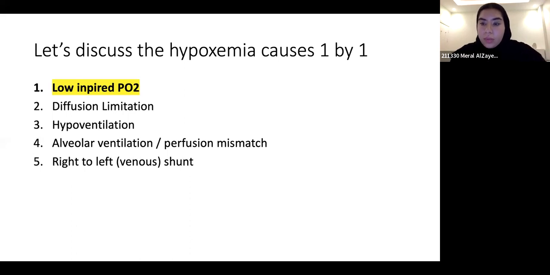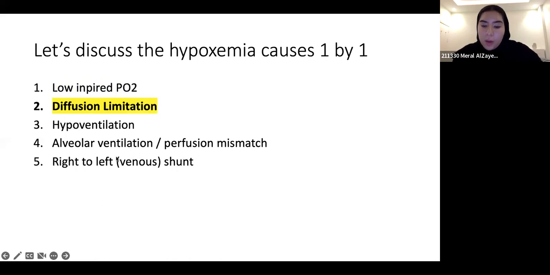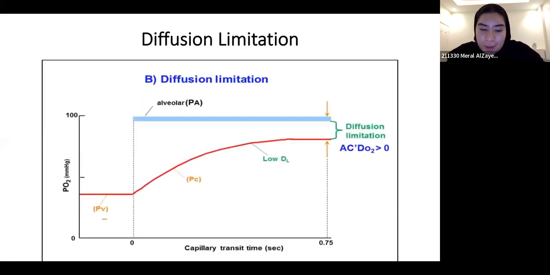Perfect. Okay, so now we will talk about diffusion limitation. I need you guys to focus a bit, okay? So what is diffusion limitation? As we previously discussed, it is when the capillary PO2, or the amount of oxygen in the blood, does not reach the level of alveolar PO2, okay? Let me just remove the chart so I can show you guys properly.